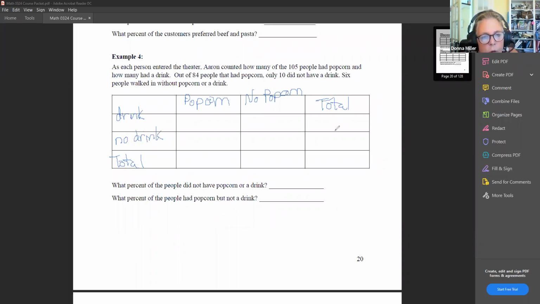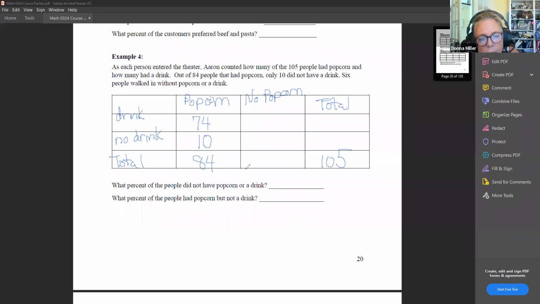All right, so total 105 people. Okay, now we can fill out the table. Out of 84 people that had popcorn, only 10 did not have a drink. So I know popcorn total, there were 84 people, and only 10 did not have a drink. So this would be 10 with no drink.